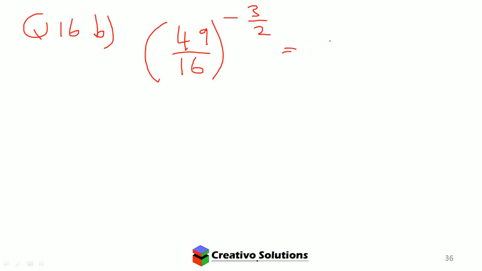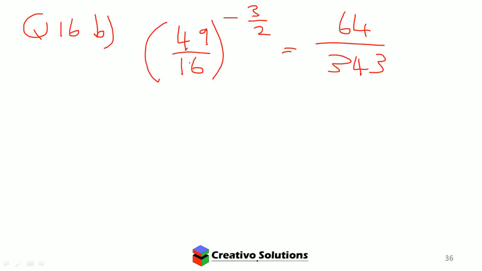Question 16b says, without a calculator, show that 49 over 16 to the power minus 3 over 2 equals 64 over 343. That's what they've asked you to do. They say write down all the steps in your working. So they want us to prove that this identity is true, meaning what's on the left equals what's on the right. As you can see, we've been given 49 and we've been given 16.